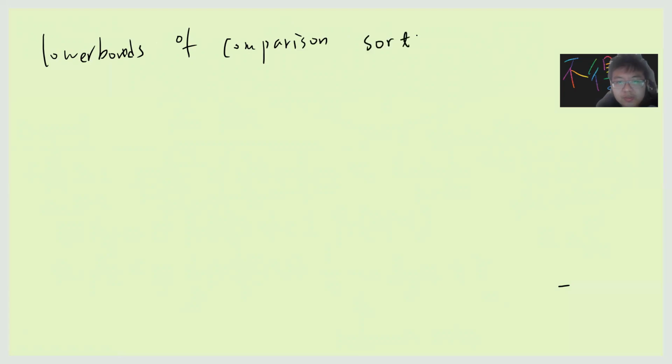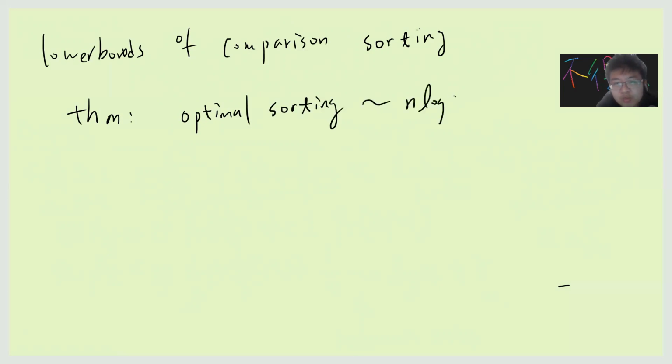Okay, so finally, I want to say something about the lower bound of comparison sorting. This is very trivial. The theorem is that optimal sorting, if you only use comparisons, can at most achieve n log n. So basically, it means that merge sort and quick sort, with their complexity, are optimal if you only use comparison sorting.